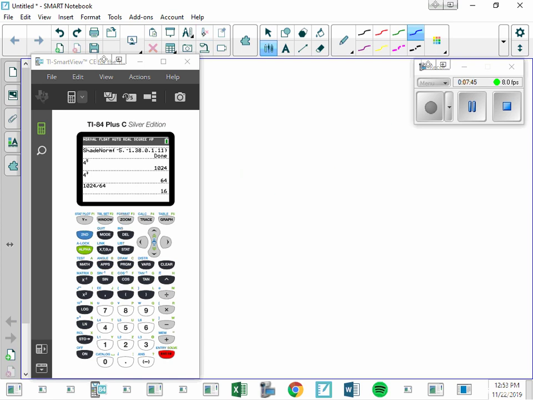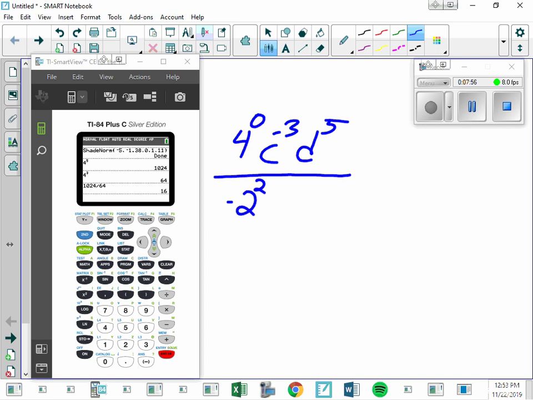All right. What if I had 4 to the 0, c to the -3, d to the 5th over -2 to the 2nd, a to the -4. When I simplify this, we have to decide where each piece goes. So what is 4 to the 0? 1. I don't even need to write it. Okay. What about c to the -3? Goes to the bottom and becomes positive. So c to the third. The d stays where it is.